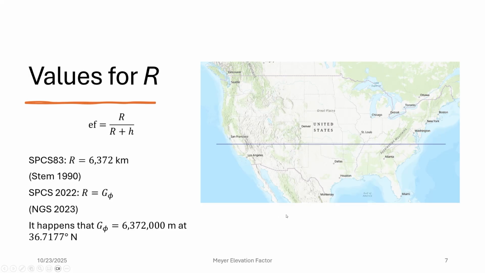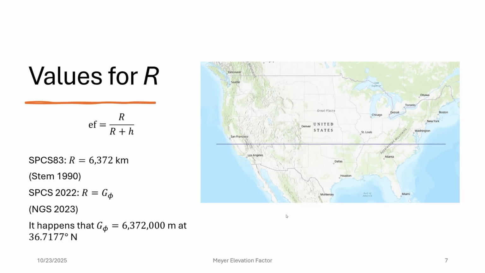So if we're using the state plane coordinate system of 83, we have a value for R that is actually a constant, and it's 6,372 kilometers. If we're using state plane 27, then we're going to use the Gaussian radius of curvature that we've developed in the previous videos.